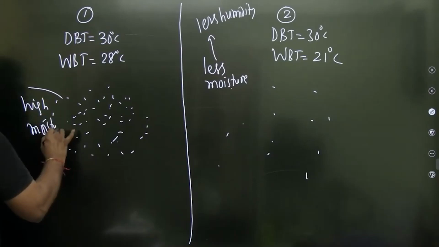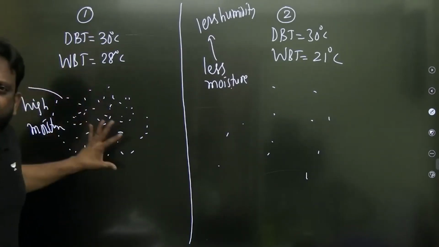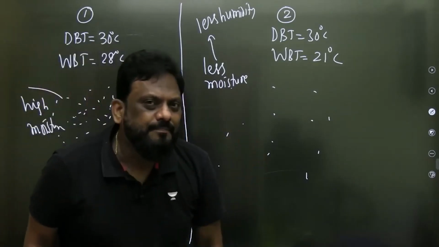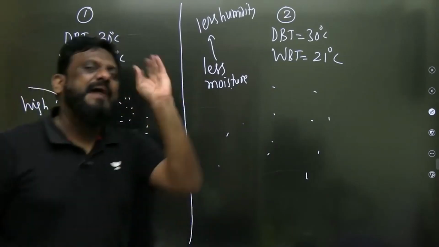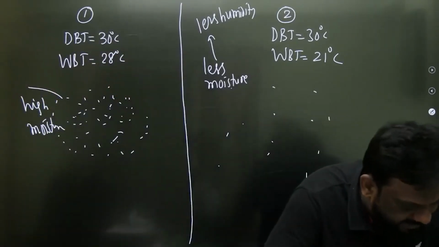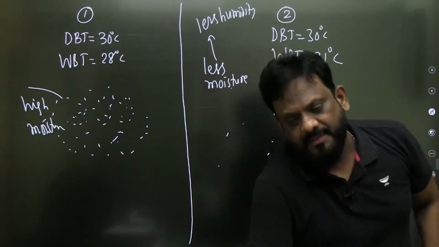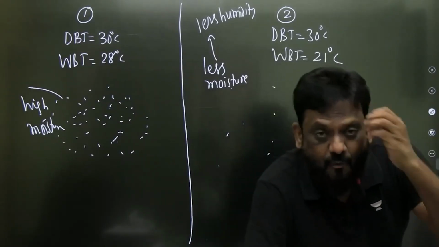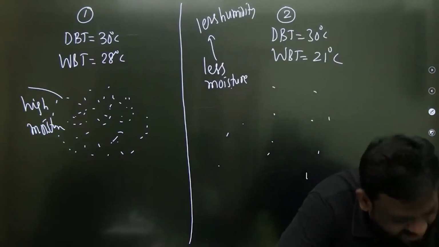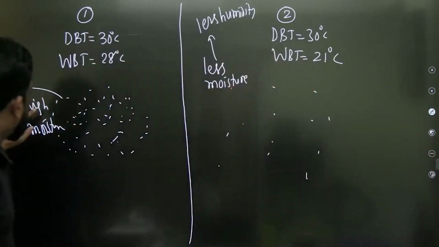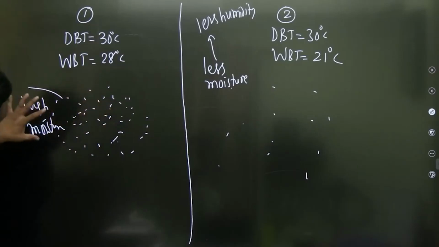See the beauty here, sir. If already the moisture content is more in air, will it absorb? What will be its absorbing capacity? I am asking, sir, if already the moisture content is high, what will be its capacity to absorb? Already its moisture content is high, so its capacity to absorb moisture will be less.